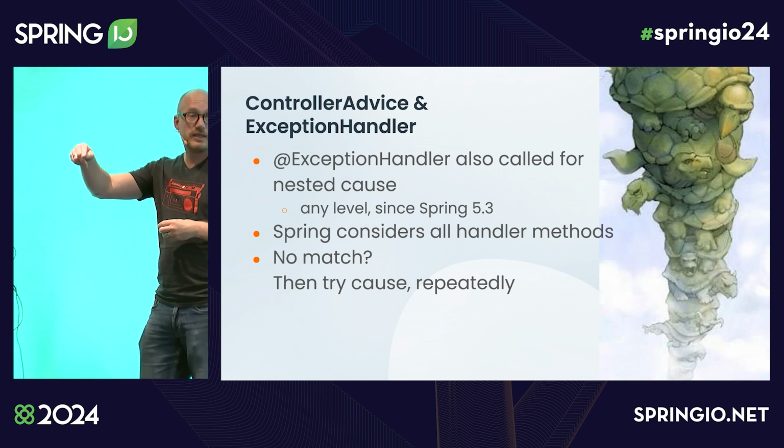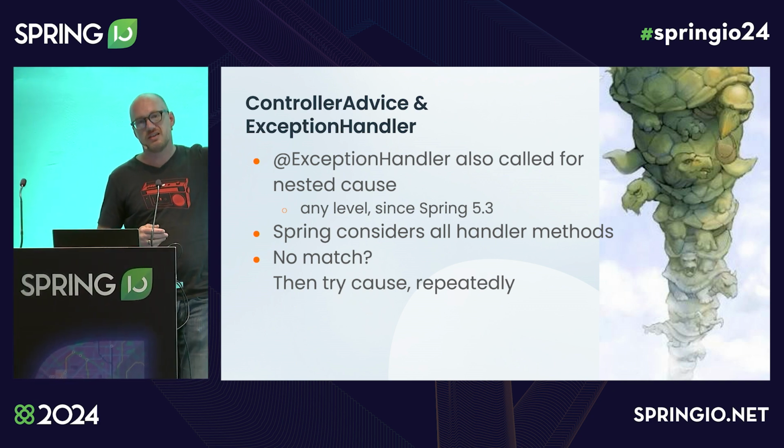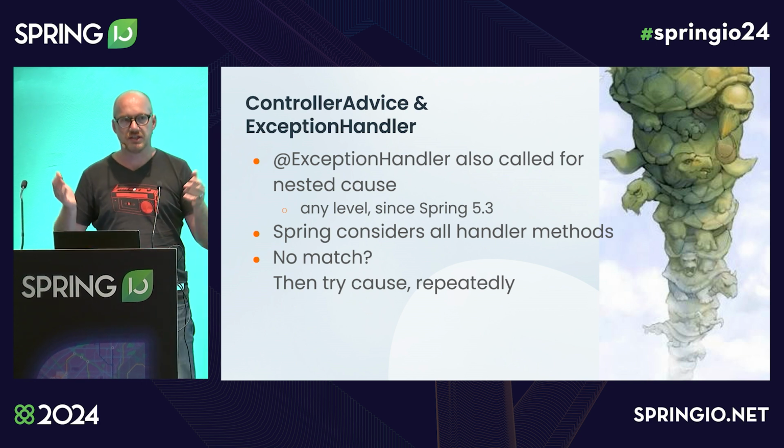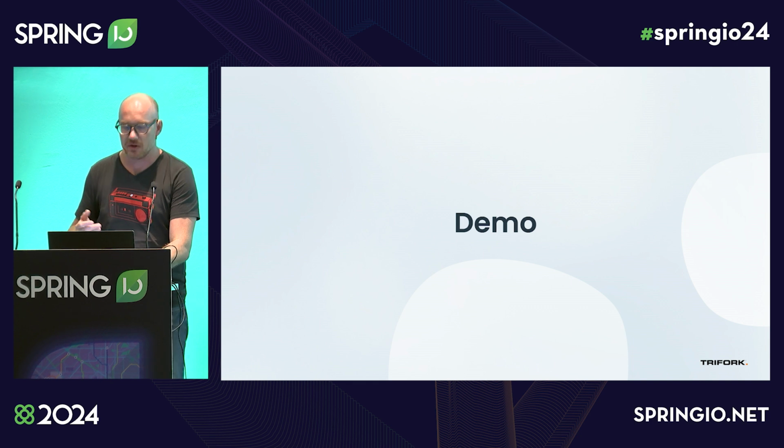This behavior, by the way, that it doesn't only do the first nested exception, but it does all of them, is also relatively recent, but I'm assuming that you're all at least on Spring 5.3. So that's how that works, and I want to do some demos for this.